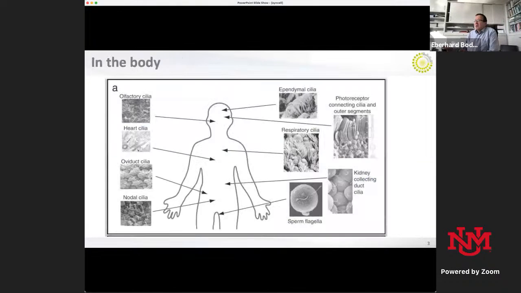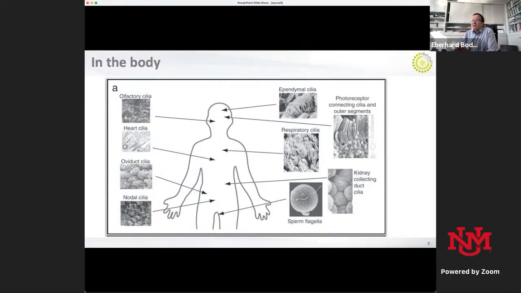Cilia are everywhere in the body. Without cilia, it would not be possible to have a baby, not only because of the sperm, but because the ovum, the egg in the uterus, is transported by cilia also. And there are some in the kidney. They're everywhere, and the cilia can be sensing cilia, or they can be motile cilia, and I will only talk about motile cilia.